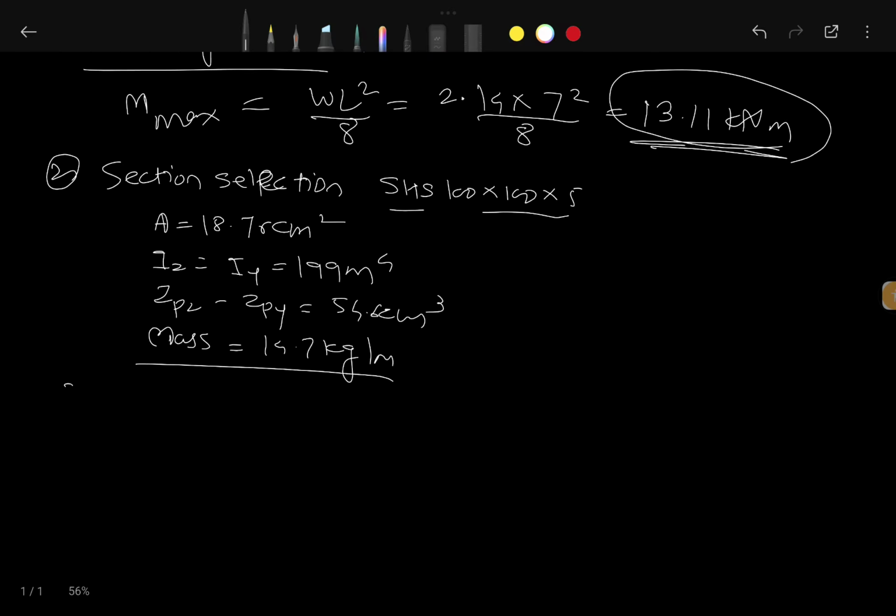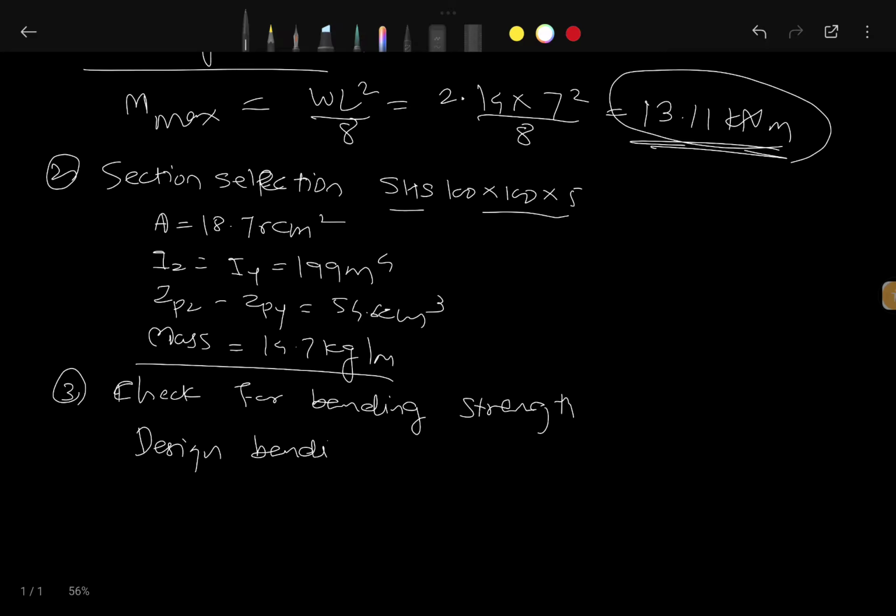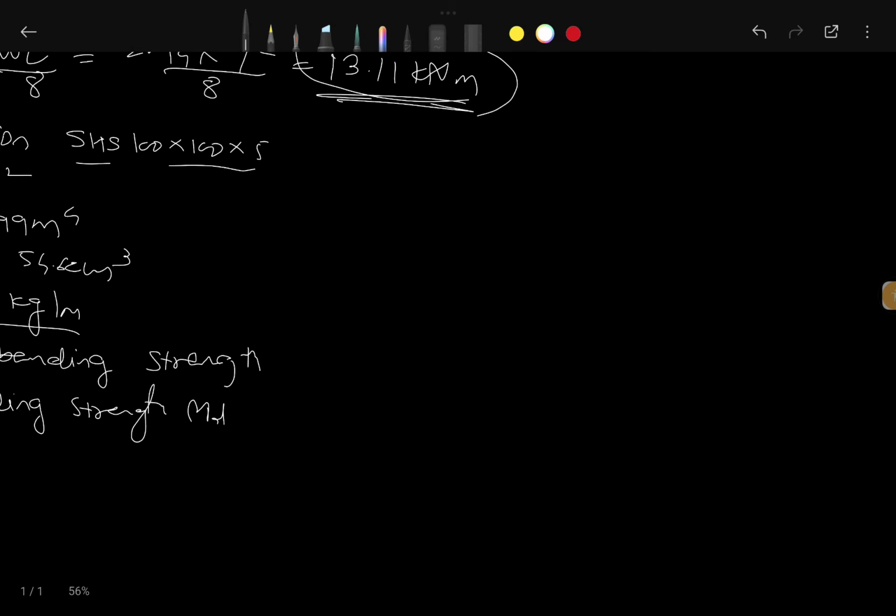Okay. Third point, check for bending strength. Here the design bending strength is MD is equal to beta B into ZP into Fy divided by gamma M0.